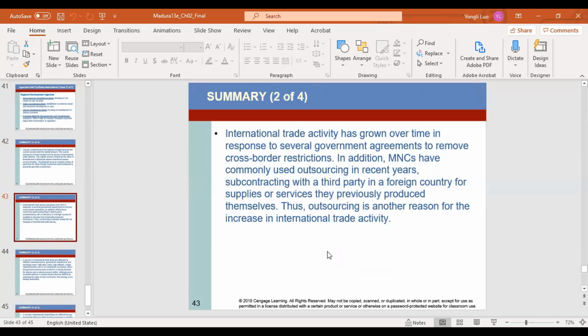International trade activity has grown over time in response to several government agreements to remove cross-border restrictions. In addition, MNCs have commonly used outsourcing in recent years, subcontracting with a third party in a foreign country for supplies or services they previously produced themselves. Thus, outsourcing is another reason for the increase in international trade activity.